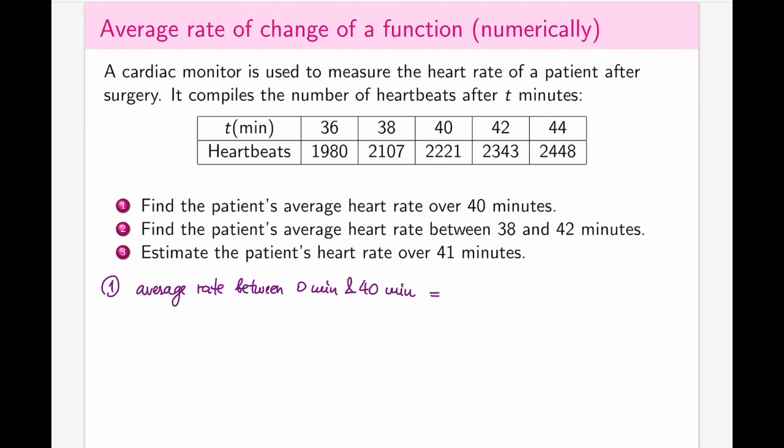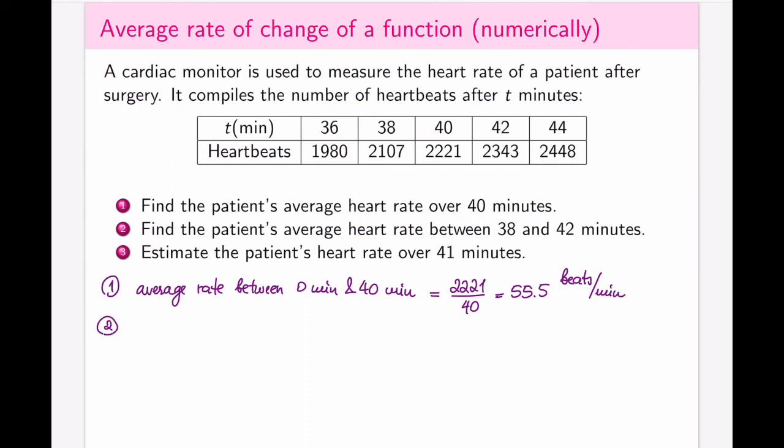So what do we have? We need a change in the heartbeats divided by the change in time. How many total heartbeats were there by minute 40? There were 2,221. And how many minutes have passed? 40 minutes. If you put that into your calculator, you will get 55.5. And the units are, well, these were beats and these were minutes, so what we have is beats per minute.